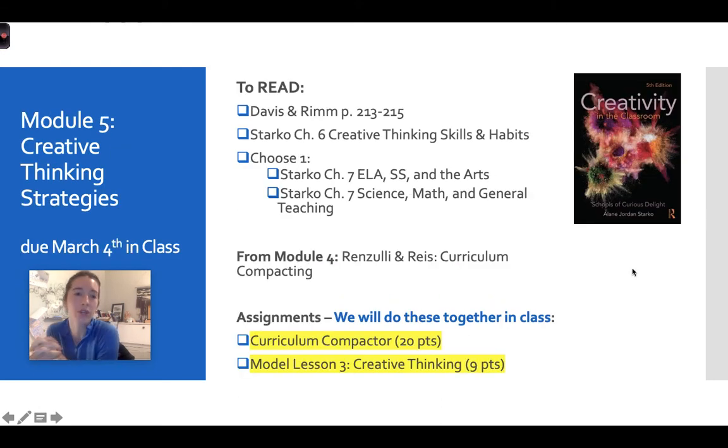So for Module 5, Creative Thinking Strategies, most of this is that you need to read before coming to class. I'm not going to give you time to read in class, so make sure all you need to do is read a few pages from your Davis and Rimm textbook, the textbook that you had in Course 1, just pages 213 to 215, which reviews creative problem solving.